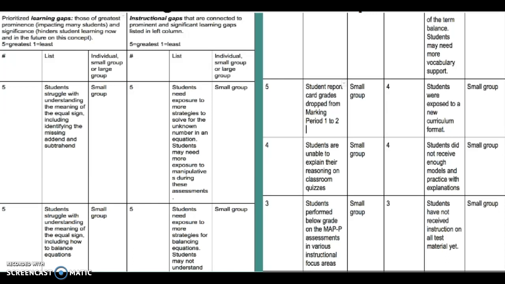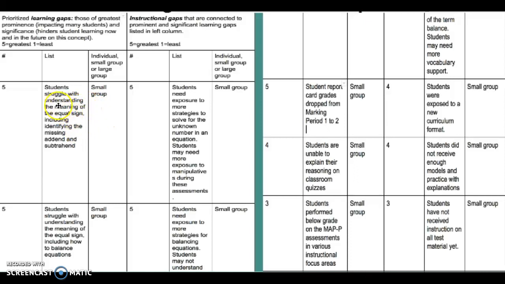Some of the learning and instructional gaps identified. Here are the learning gaps on the left-hand side, and they come over to the right. And here are the instructional gaps on the left-hand side, and it comes over to the right. These were the top learning and instructional gaps we identified throughout her work in the presentation.